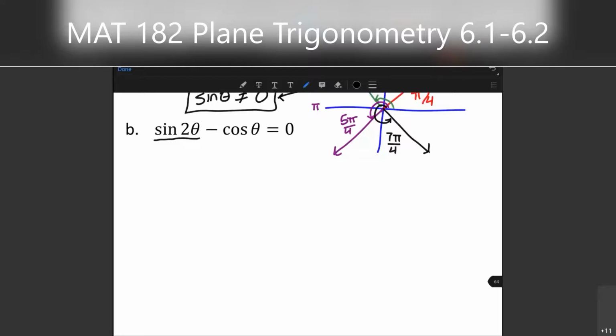Yep, 2 sine cosine. So we'd have 2 sine theta cosine theta, and then we'll have the subtracting cosine theta. Excellent, so we can use that identity to help us with this specific equation. What do we see as something we can do to simplify this equation further after using that identity?